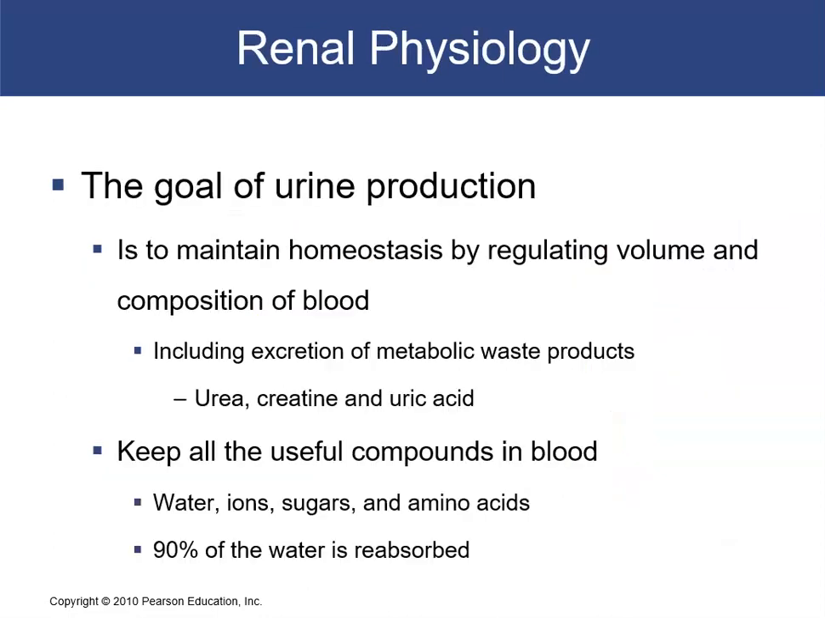All right, now we're going to look at renal physiology, how the urine is actually made. So the goal of urine production is to maintain homeostasis by regulating both the volume and the composition of blood. This includes the excretion of metabolic waste products such as urea, creatine, and uric acid, but at the same time, it must keep all useful compounds in the blood, such as water, ions, sugar, and amino acids. Roughly 90% of all water that is filtered at the glomerulus will be reabsorbed.